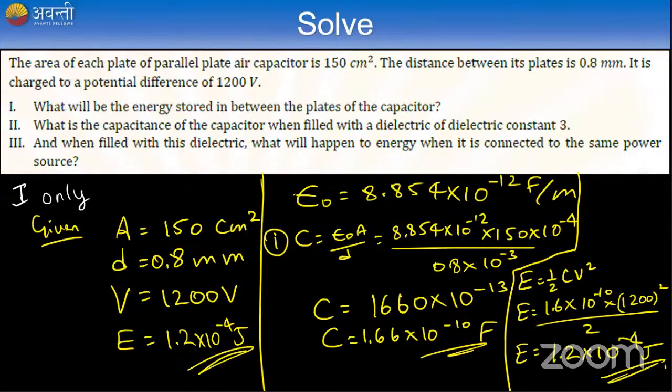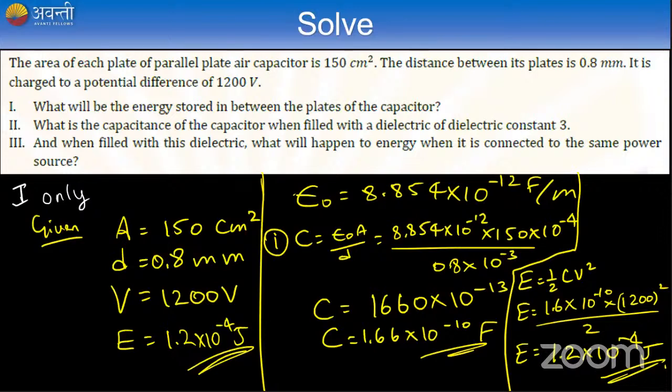So the value is 1.66 into 10 power minus 10, multiplied by 1200 square. So you'll get 2390400 divided by 2. That is 1.19 or 1.18, around 1.2. Yeah, 1.1952 into 10 power minus 4, correct, Krishnaji. So we have rounded that off to 1.2, since 1.18 is nearly 1.2.